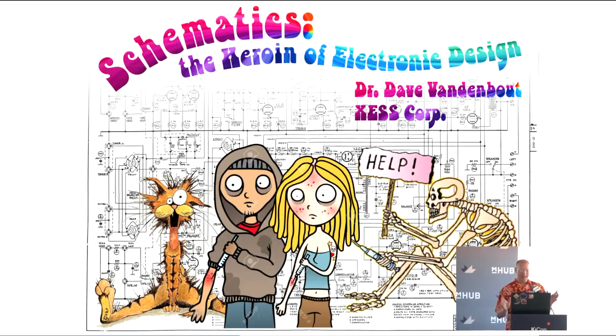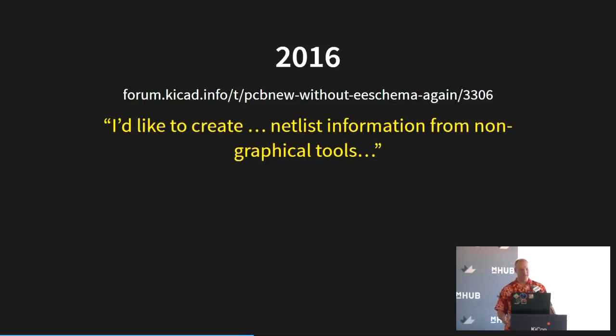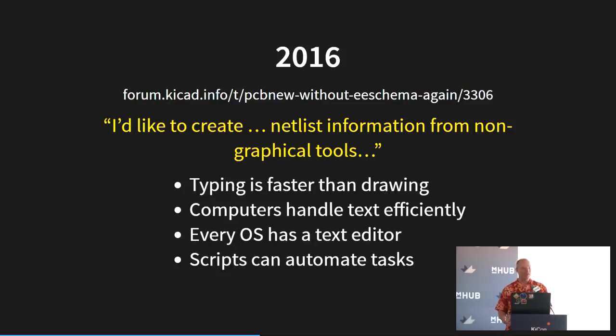But even though most of the time they're lost, we have a chance to see one moment of clarity captured in time on the KiCad info forum. You can go and look at this thread and it's there. This was a guy, Alex Lopez, who came out and said, I'd like to create netlist information from non-graphical tools. Alex is having his moment of clarity. He said, typing's faster than drawing, computers handle text great, every OS has a text editor, scripts automate tasks, and searching is straightforward.